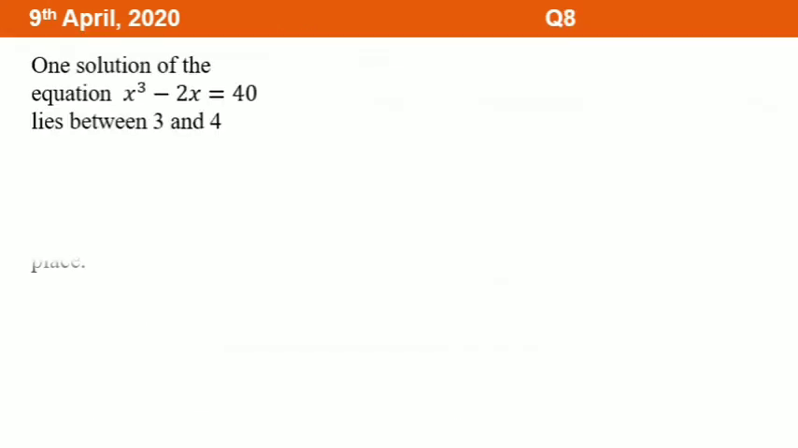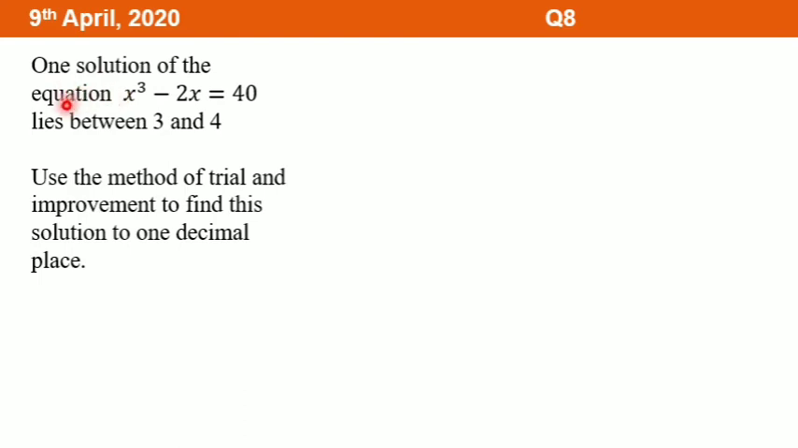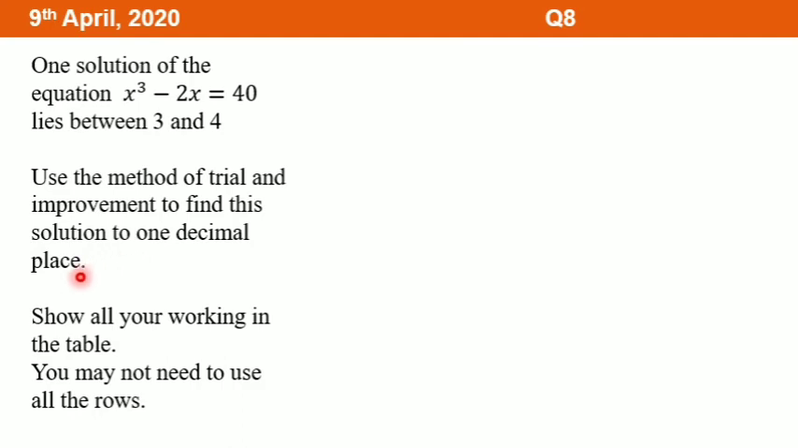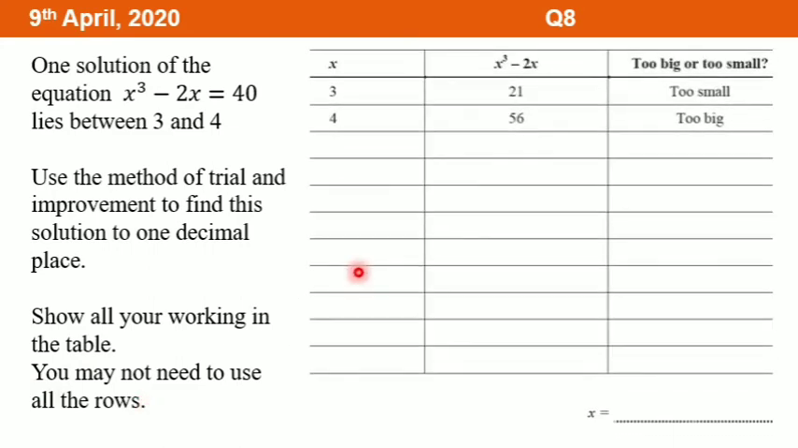Okay, continue to question 8. One solution of the equation x to the power of 3 minus 2x equal to 40 lies between 3 and 4. Use the method of trial and improvement to find the solution to one decimal place. Show all your working in the table. You might not use all the rows. So here is the table. This is for the x.